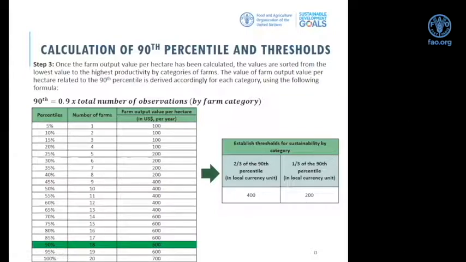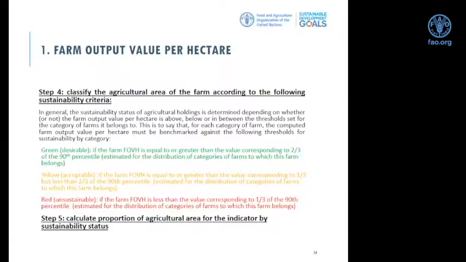Based on this, we calculate the 2/3 and 1/3 of the 90th percentile, which estimates to be 400 and 200 in this case. Now, why do we need to first derive the 90th percentile and then in turn have this 2/3 and 1/3 of the 90th percentile? Because this is built into the sustainability criteria of this indicator.